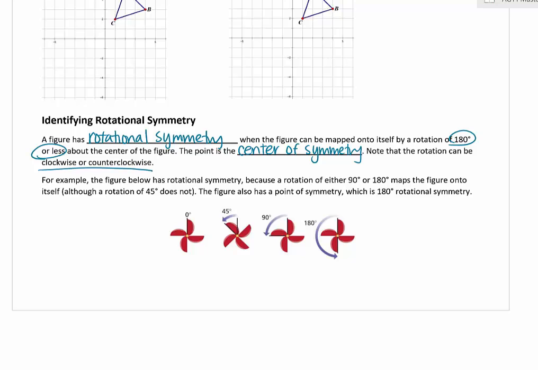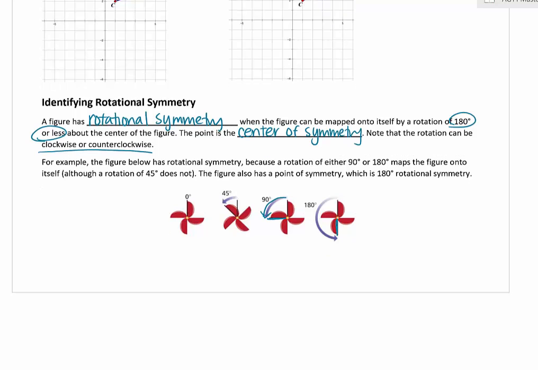For example, this has rotational symmetry because we have it at 90 or 180 degrees. If I take this figure and go 90 degrees, it maps right back onto itself. It's now moved to here, then 180 is back to here. But notice that a 45-degree rotation does not. It has to be exactly at 90 or 180 for this to have rotational symmetry.